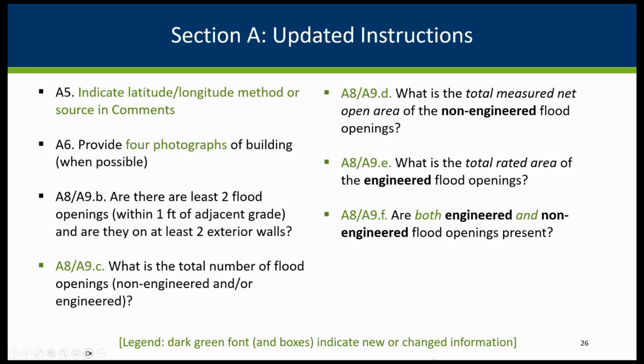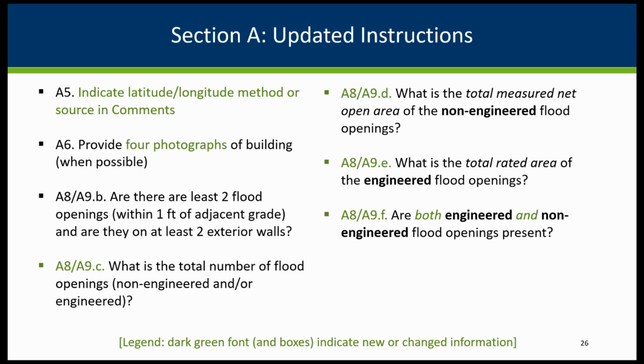Section A has updated instructions. Some of these we've already talked about, but for A5, please know that you must indicate the latitude and longitude method or source used in the comments section. We talked about A6, you must provide a minimum of 2 photographs, but in most cases, you're going to be submitting 4 color photographs. For section A8 and A9B, reminder: are there at least 2 flood openings within 1 foot of the adjacent grade, and are they on at least 2 exterior walls for those enclosures?